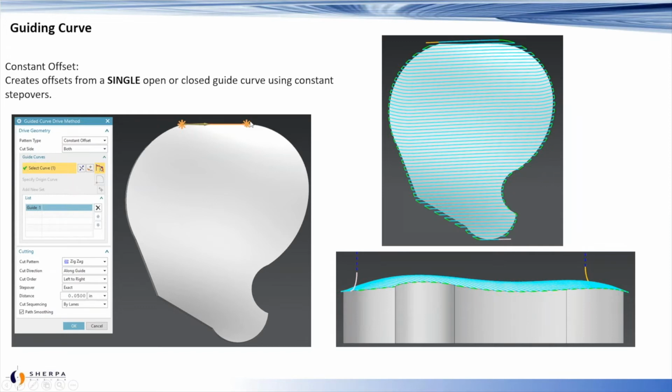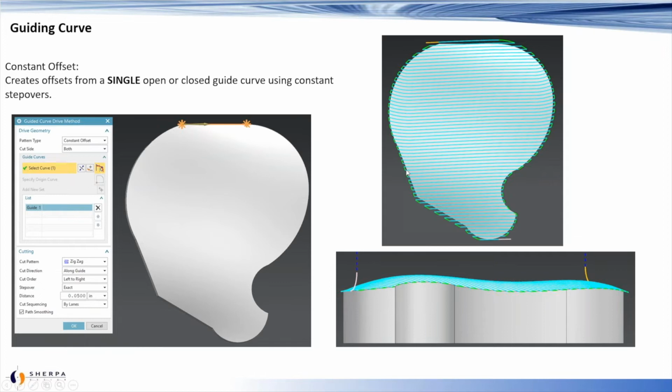So this is just a single open guide curve, and you can see over here that it starts parallel to the original guide curve, and it just constantly steps over. When it finishes, it's going still parallel, or at least as parallel as it can.